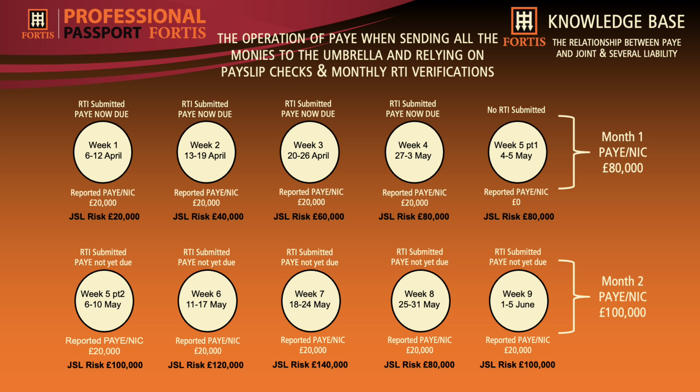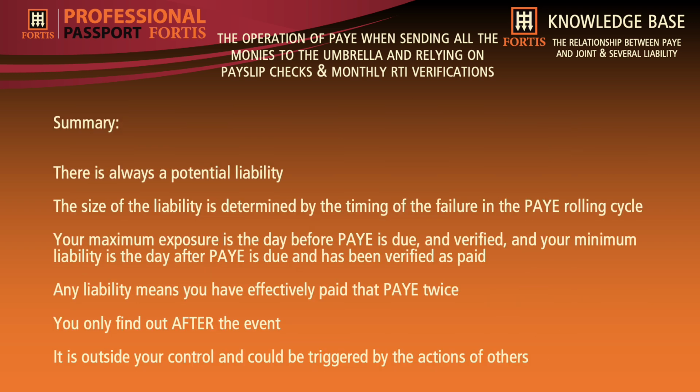And as we've highlighted earlier, any delay in the HMRC portal being updated to reflect the payment results in your potential liabilities increasing by £20,000 for each week this remains unverified. So, in summary, what we can see is that where all the monies are sent to the umbrella company and you're relying on the umbrella company settling the PAYE liability and verifying this through payslip checks and a monthly RTI verification, there is always going to be a rolling liability as a result of how the PAYE system works, specifically relating to the time differences between when a liability is created and when that liability falls due for payment.